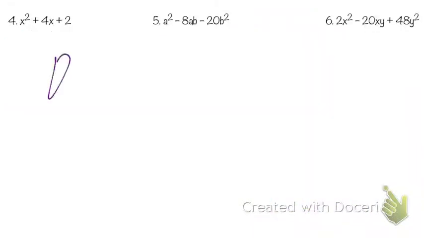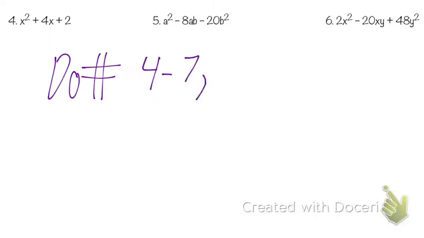For now, we're going to finish up the notes next time. I want you to do numbers 4 through 7. And let's also do 9 through... Scratch that, not 9. Sorry. Let's do 1 through 3, and 11 as well.